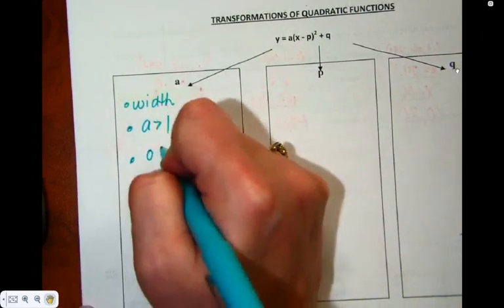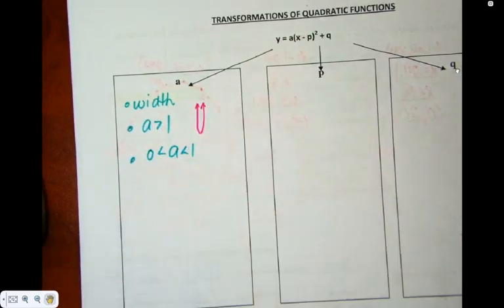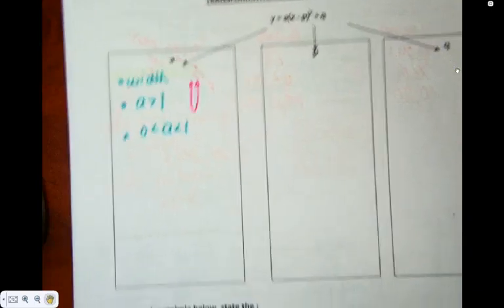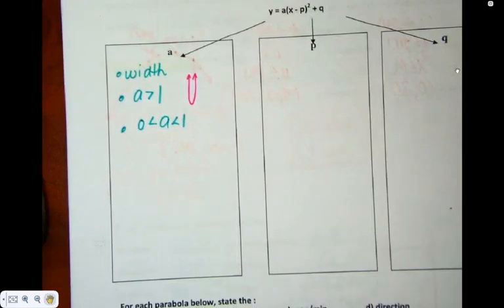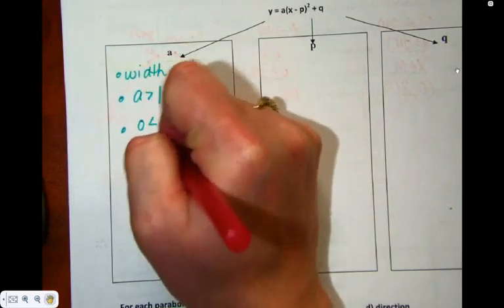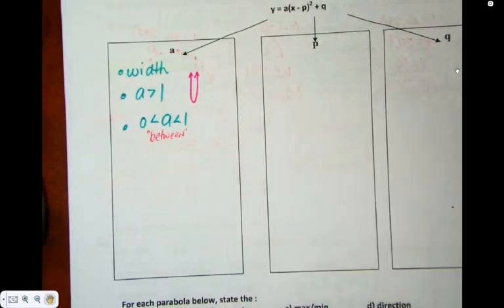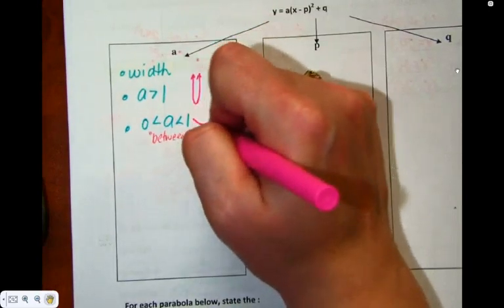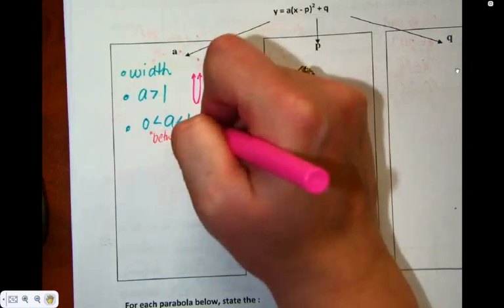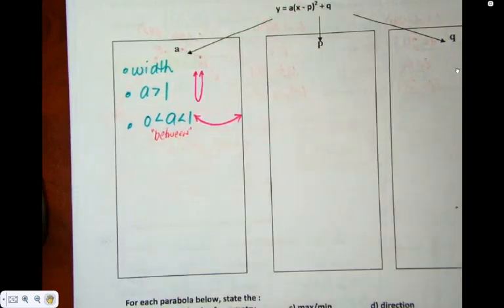When 0 is less than A, and A is less than 1, what does that notation mean? It means between. So remember this notation, the middle is just the English word between. When A is between 0 and 1, you get a really flat parabola. This is giants sitting on it, squishing it. It's called a vertical compression.